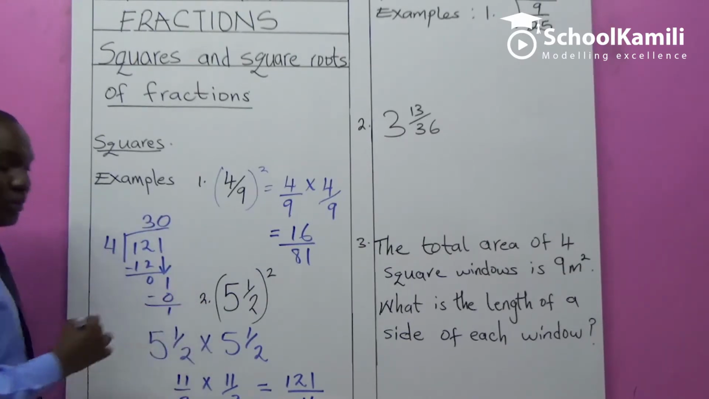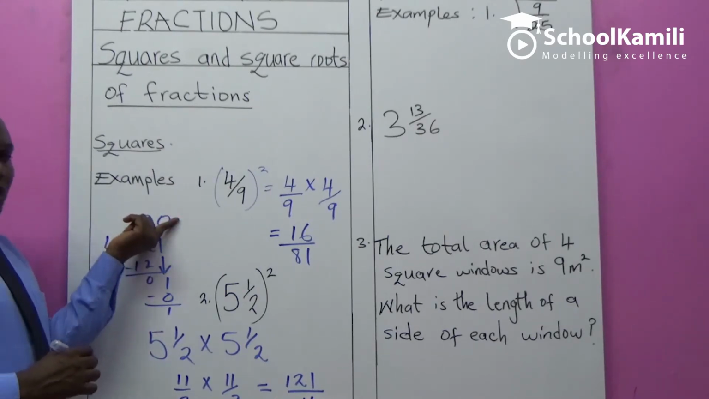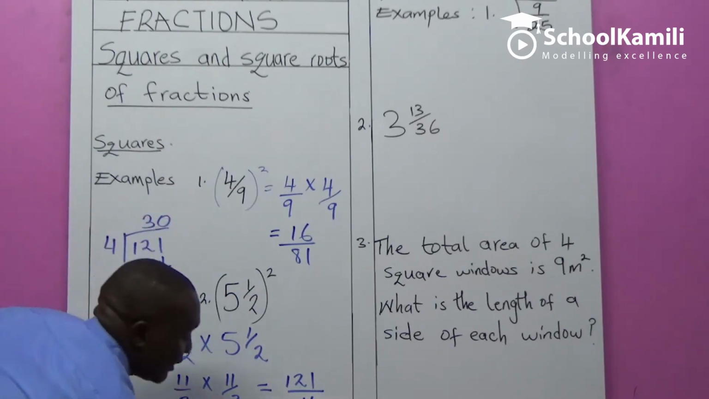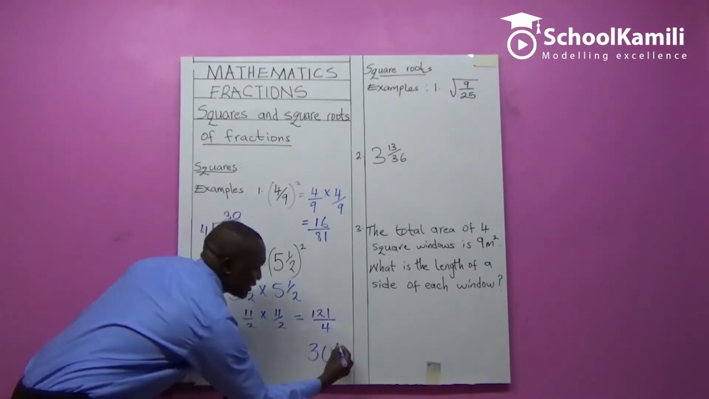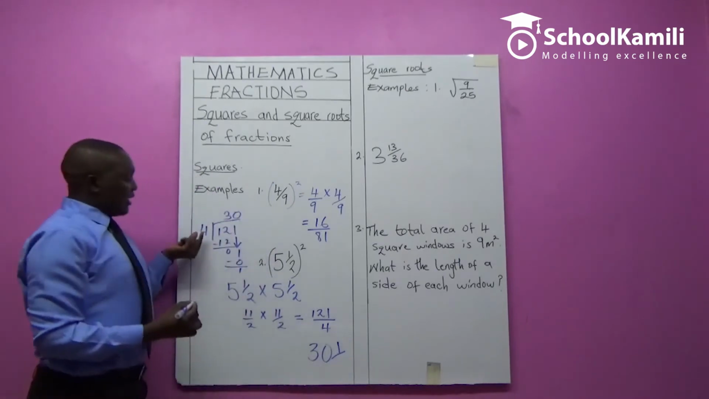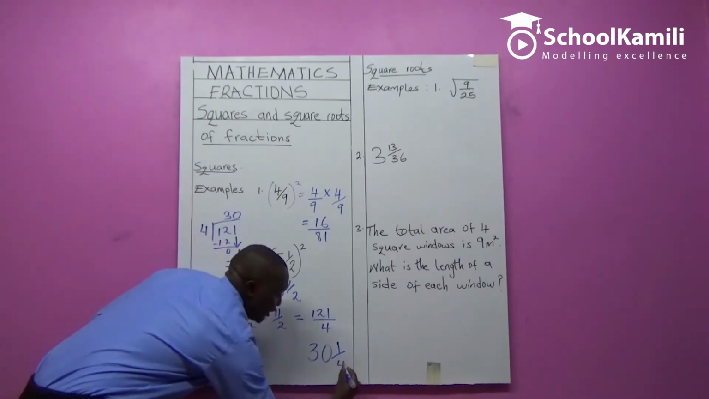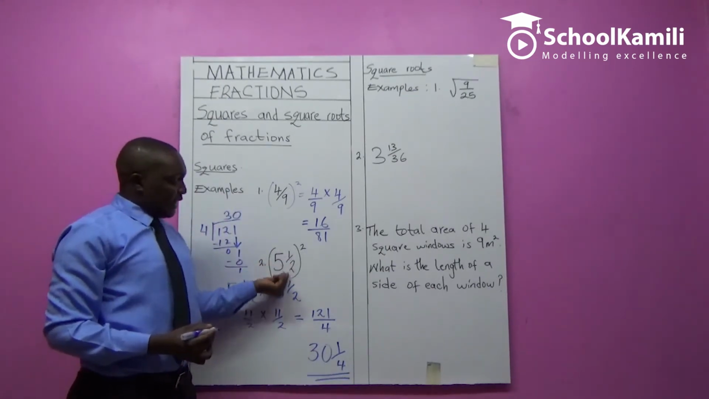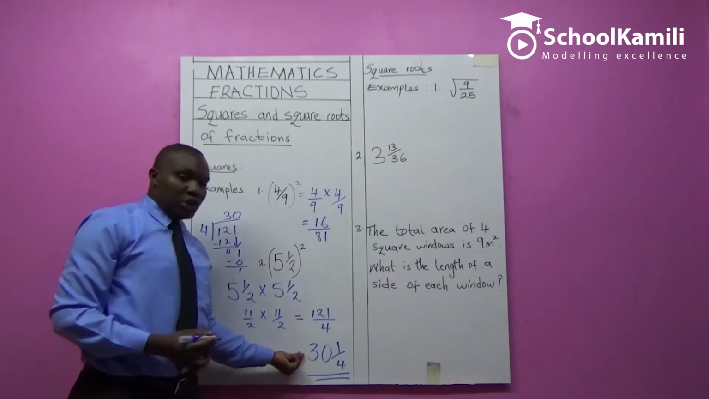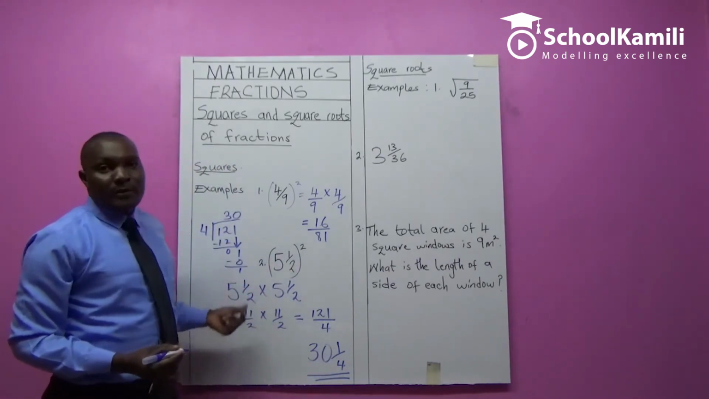When I subtract, I get what? That's 1. What we are saying is that the number at the top here, I write it as the whole number, that is 30. The remainder, which is 1, I write it as the numerator. Then whatever I was dividing by, I make it the denominator. Which means the square of 5½ is 30¼. That's how you can get squares of numbers.